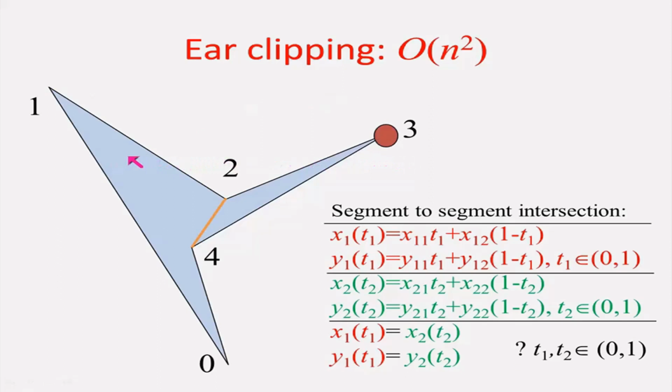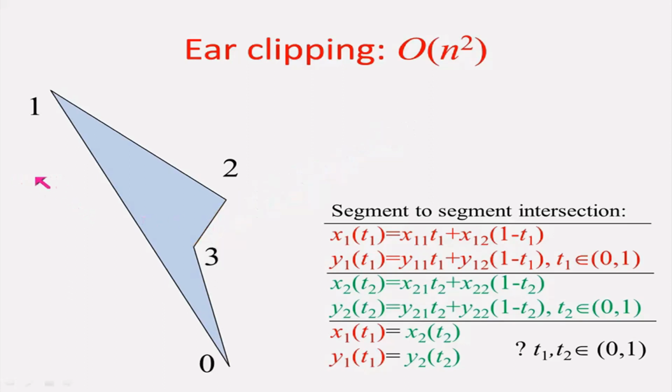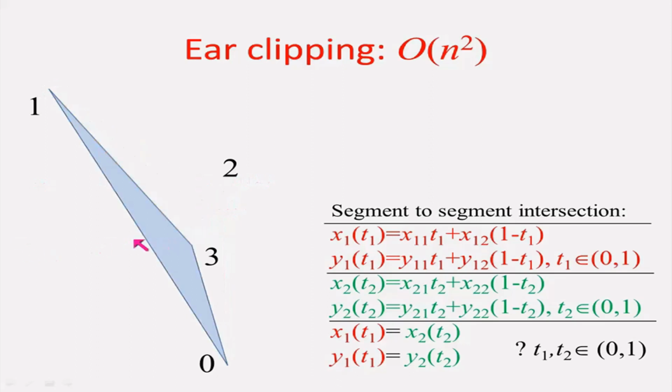Continuing the test with vertex 3, we can come to the conclusion that this diagonal candidate is indeed a diagonal because it doesn't intersect any of the edges and its middle point is inside. So we can cut this triangle, and the algorithm can be continued with the remaining polygon. So this is not a diagonal, but this is a diagonal, so vertex 2 is an ear, so a triangle can be removed and we end up with a single triangle, so the algorithm is terminated.